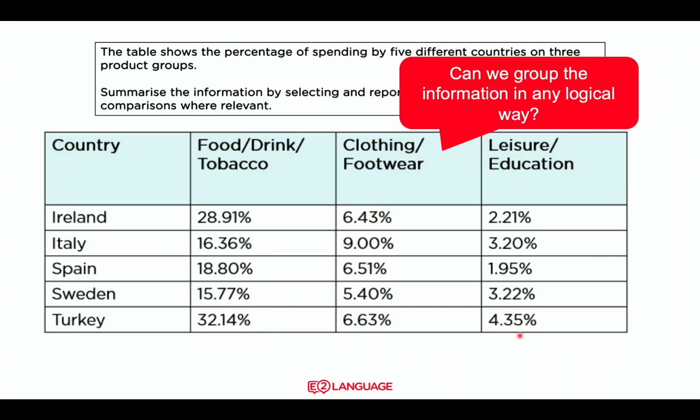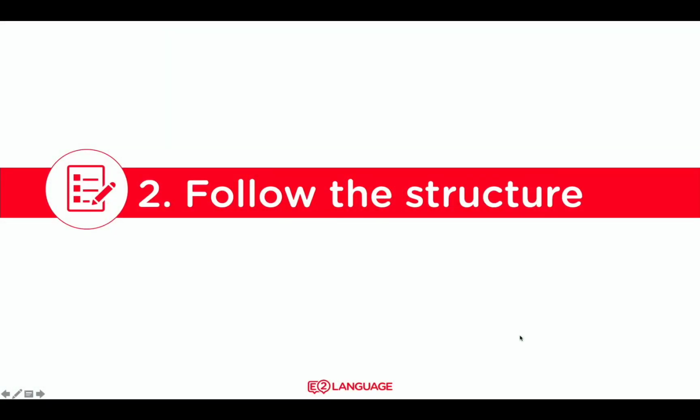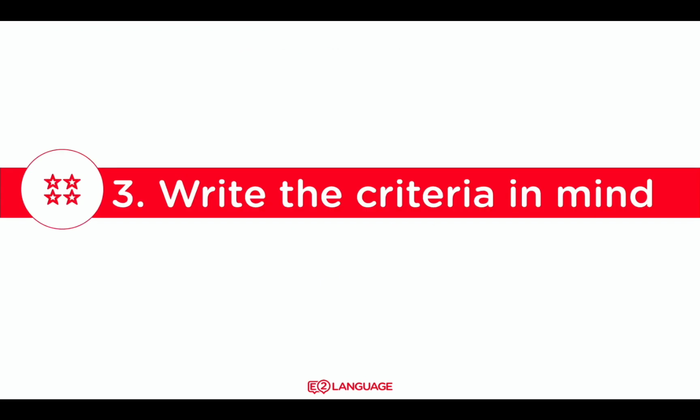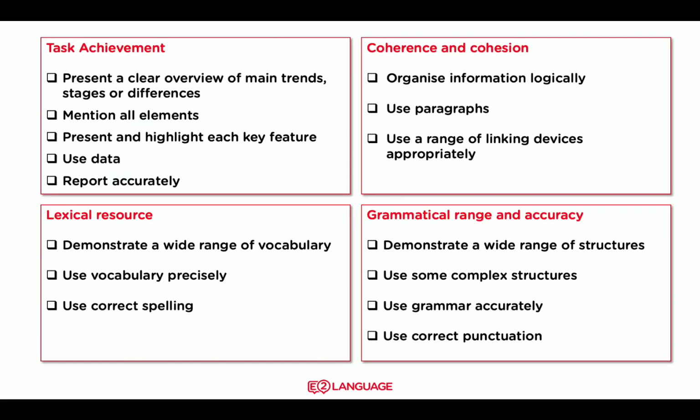The other thing that we ask with any graph, can we group the information in any logical way? So try to find a way that makes sense to put the information into key features 1 and key features 2. So you may want to group perhaps by countries that have similar trends, or you might want to split the categories and deal with that highest performer, food, drink and tobacco, in one paragraph, clothing and footwear, leisure and education in another paragraph. And then you're going to follow the structure. So intro, overview, key features, and writing, as always, with this criteria in your mind. We'll come back to this checklist in a moment.